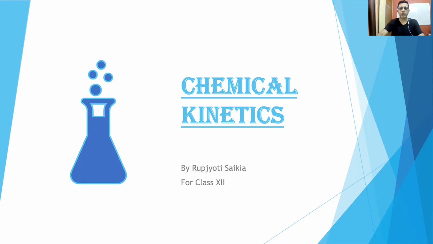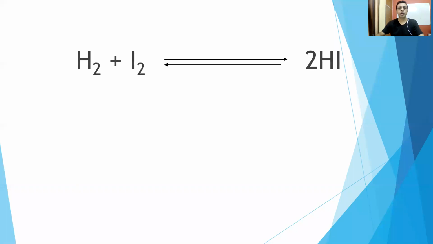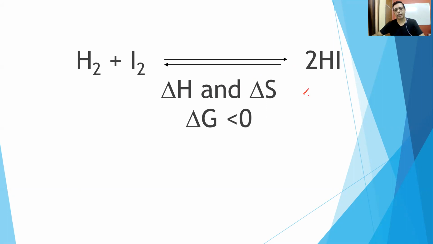Suppose we talk about a chemical reaction where H2 reacts with I2 to produce HI, and it is a reversible chemical reaction. In this reaction, if you calculate delta H and delta S, these two values will give us delta G at a given temperature, and delta G is delta H minus T delta S. So at a particular temperature, knowing the values of delta H and delta S, we can calculate delta G.